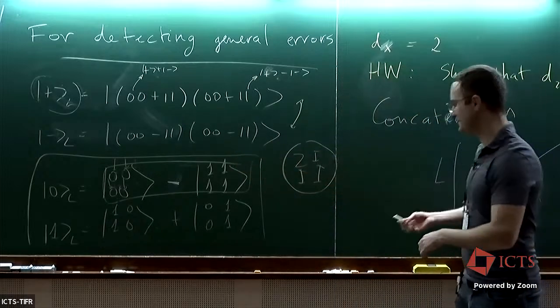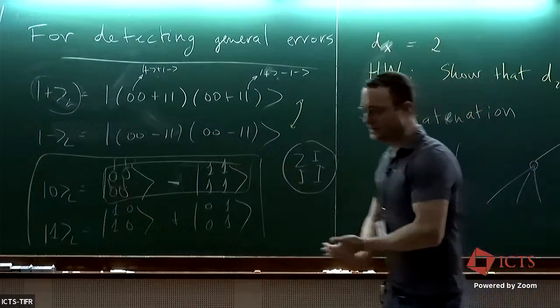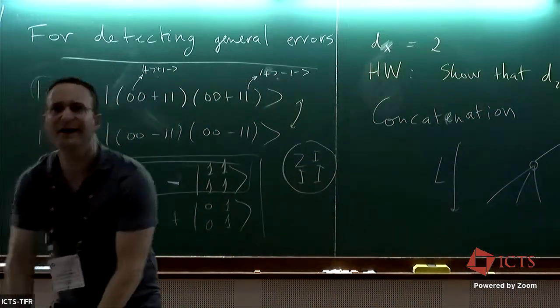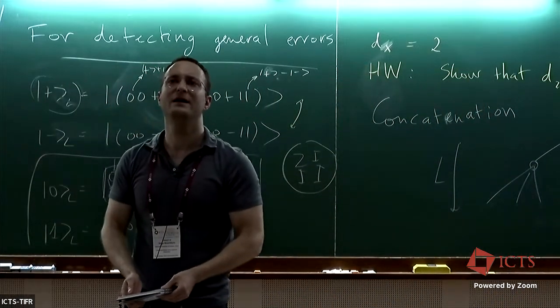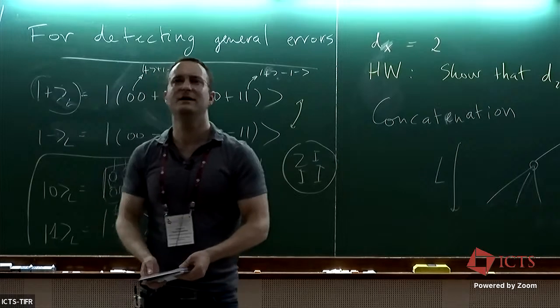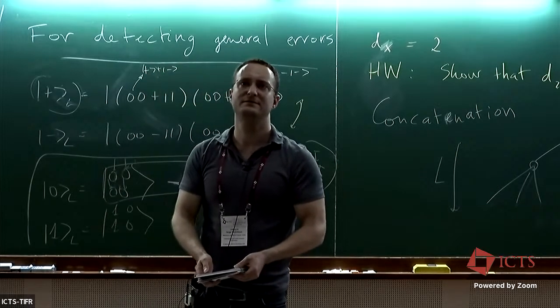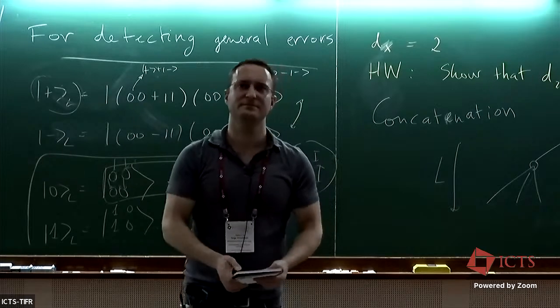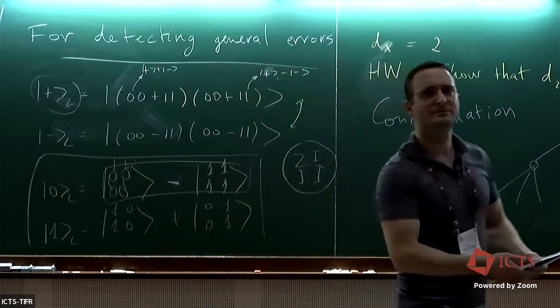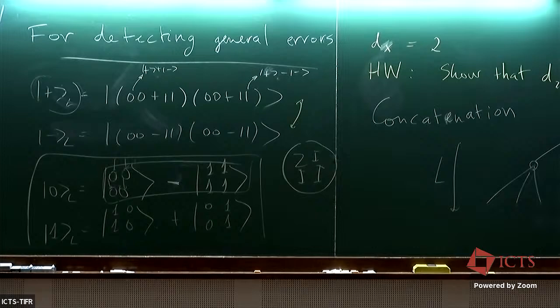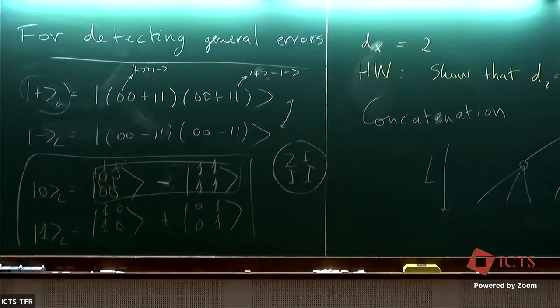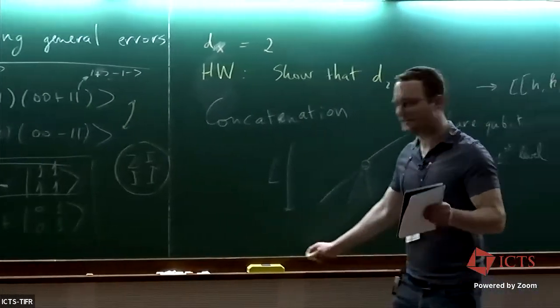Okay, good. I think it's basis dependent only if dx and dz are different. If they are both 2, for example, then the distance wouldn't depend on the choice of local basis for each of the qubits. Right. If that was true, then error correction would be meaningless. That sounds about right.